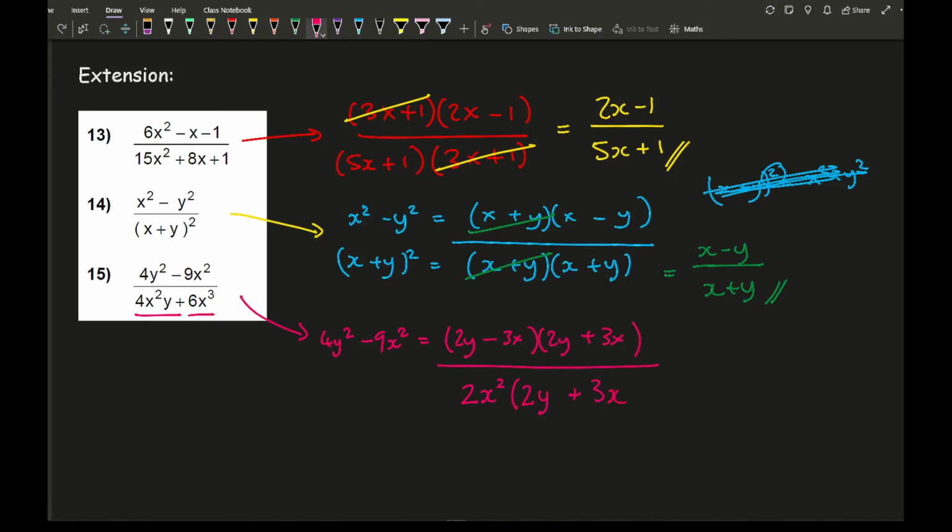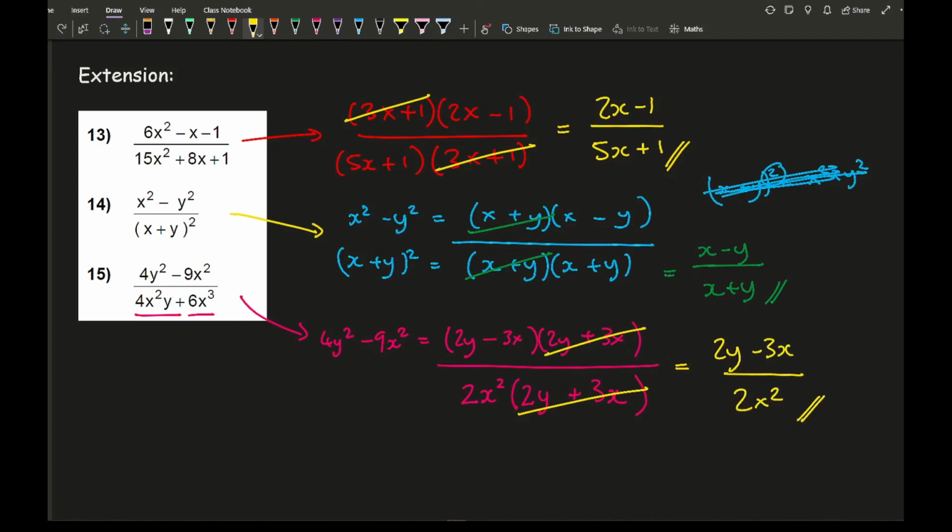Now, from this, what we can then do is see if anything simplifies. And yes, we can see that our brackets are both the same, so that cancels out. So what I'm left with is 2y minus 3x over 2x squared, and there is our final answer.